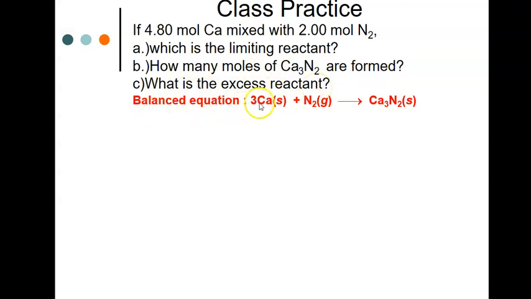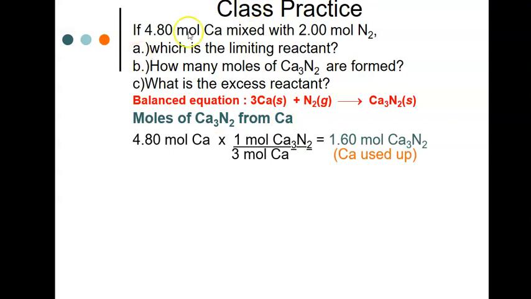The balanced equation is given as 3Ca, that is 3 moles of calcium, plus 1 mole of nitrogen to produce 1 mole of calcium nitride. Remember, you have 3 moles of calcium, and 1 nitrogen, N2. So let's move on to the first step. We want to produce calcium nitride from calcium. Remember you are given 4.8 mole of calcium. Now I want you to pause this problem, solve it before you move on to the solution.